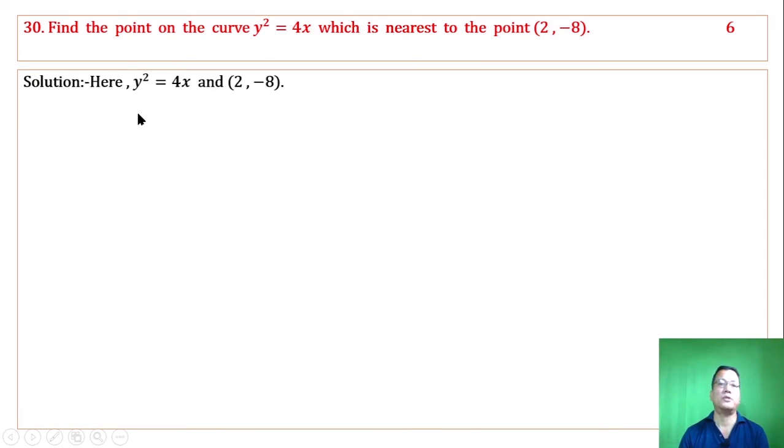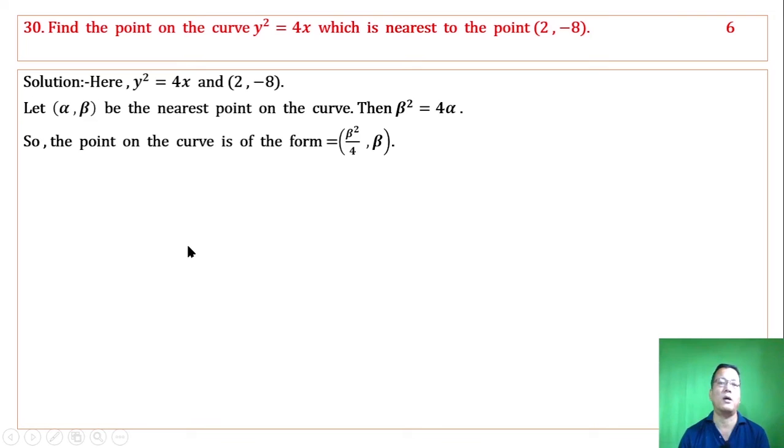Here y square equal to 4x and the point is 2, minus 8. Let alpha, beta be the nearest point on the curve. Then this point lies on the curve, therefore the coordinates of this point will satisfy the equation of the parabola, that is, y equal to beta, x equal to alpha, so beta square equal to 4 alpha.